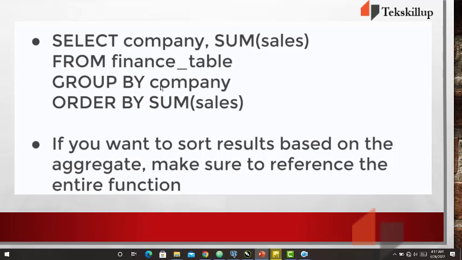then the result is going to have a company column, which is going to be a categorical column, and then it's going to give you another column called the sum of the sales. So in each of the categories called company, we are going to have the sum of the sales for that category. Now, if you are ordering by the sum of the sales, that is when the result is going to be ordered for you, right? It's going to be a sorting order. So if you want to sort the result based on the aggregate, make sure to reference the entire function, not just putting sales here.